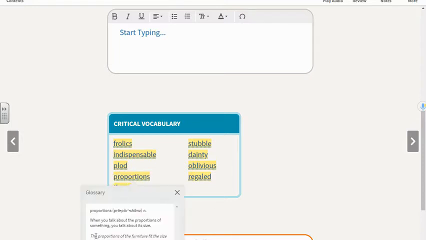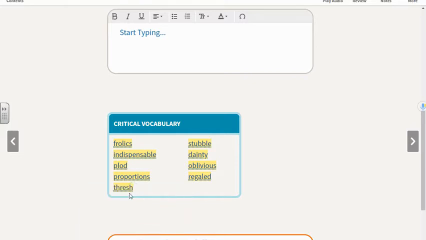The next word is proportions. When you talk about the proportions of something, you talk about its size. The proportions of the furniture fit the size of the dollhouse perfectly.